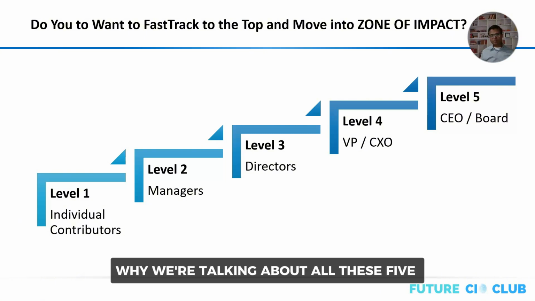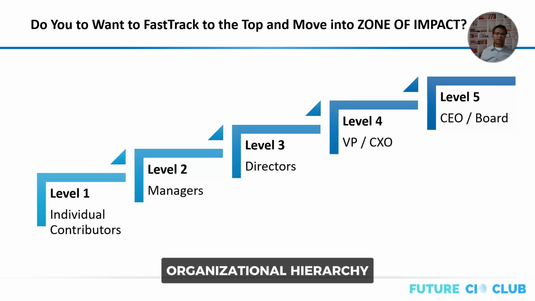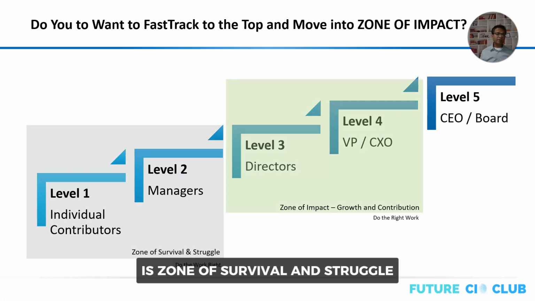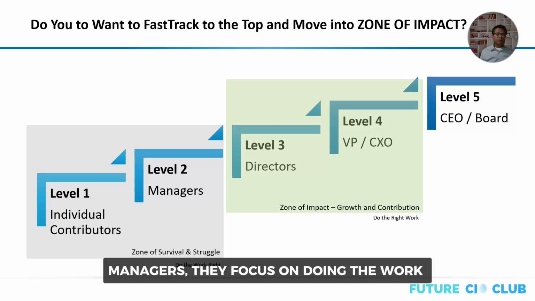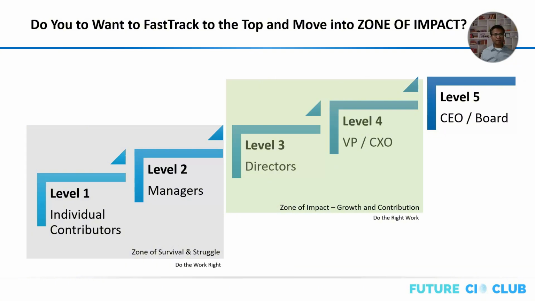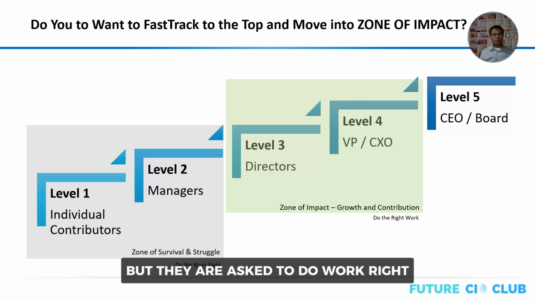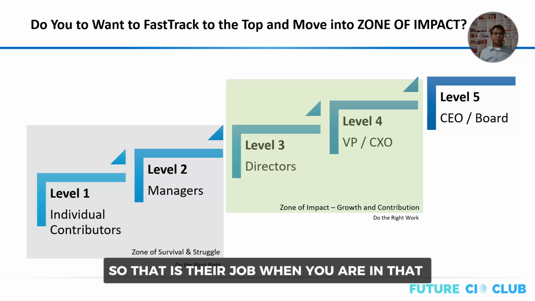Why are we talking about all these 5 levels? First, to get an idea of the organizational hierarchy. And the first one, which I call on the left side here, is the zone of survival and struggle. Why am I talking about that? Because individual contributors and managers focus on doing the work right. They really don't decide what to work on, but they are asked to do the work right. So that is their job.